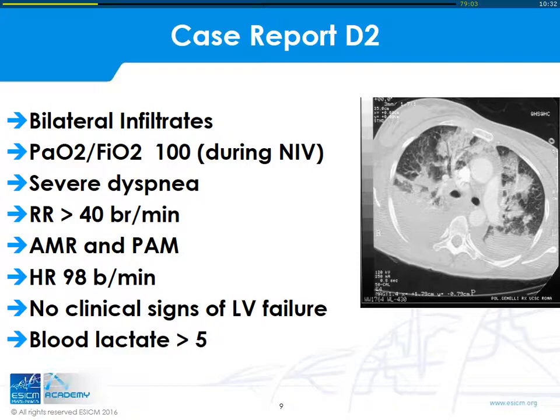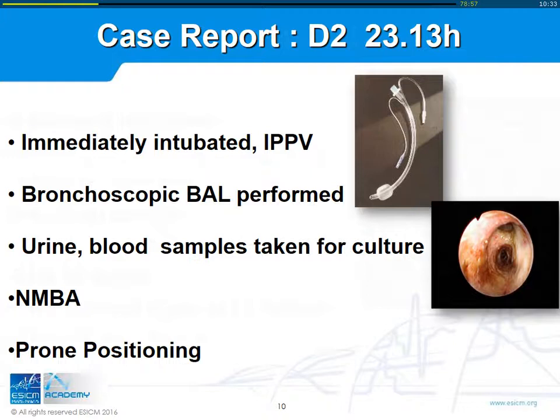Immediately intubated, BAL performed. No, this is the fault of the patient, I would say. I think that this is not a fault of non-invasive ventilation. It's simply the fact that the patient, deteriorating, had the only chance to be intubated and carefully monitored.